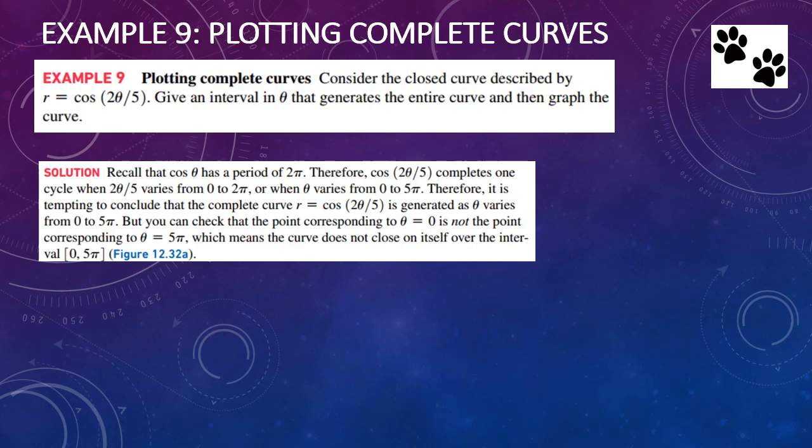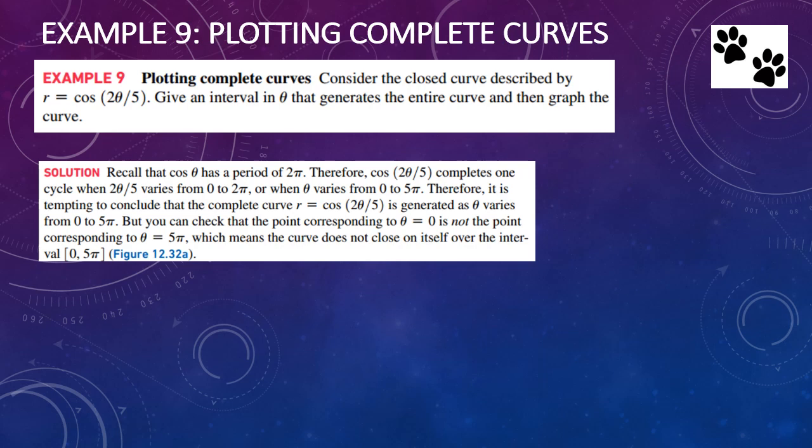Recall that cosine theta has a period of 2 pi. Therefore, cosine of 2 theta over 5 completes one cycle when 2 theta over 5 varies from 0 to 2 pi, or when theta varies from 0 to 5 pi. Therefore, it's really tempting to conclude that the complete curve, r equals cosine of 2 theta over 5, is generated as theta varies from 0 to 5 pi, that is, that this is our period.